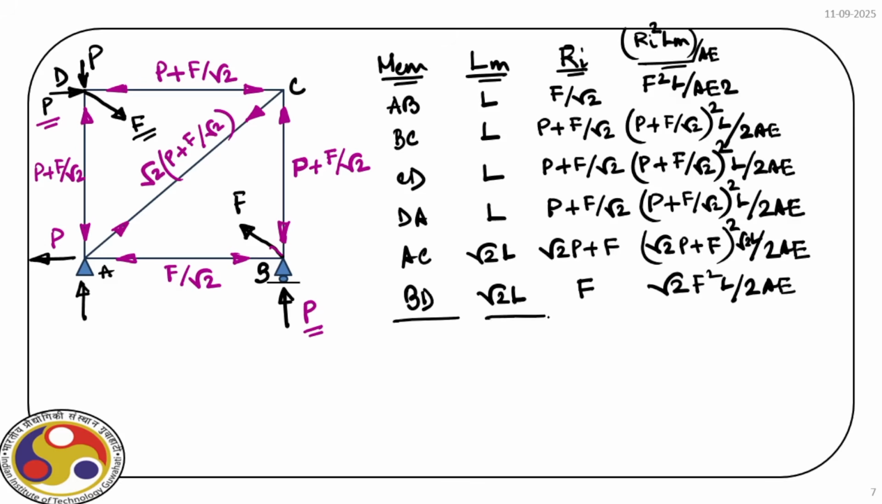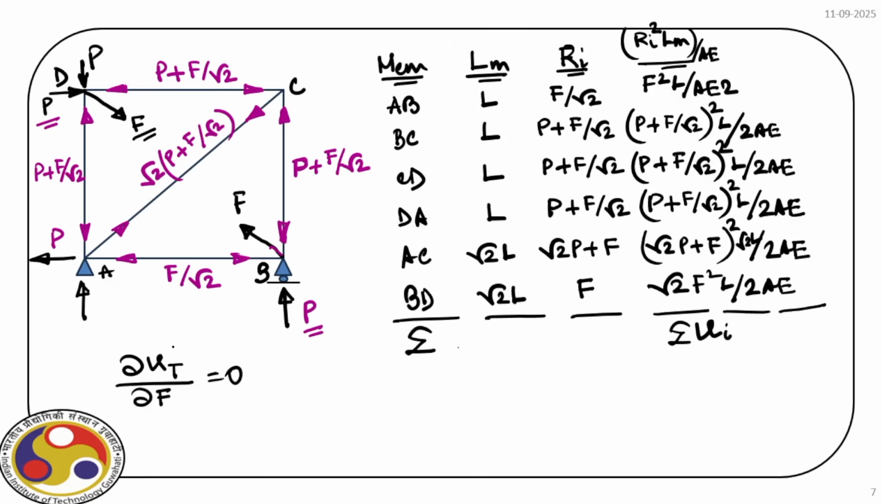Now, if we sum it up, we'll get the total strain energy stored in the system. Now, obviously, we need to differentiate this total strain energy, or let us write it as total U, with respect to F, and which is equal to 0. Now, that we can easily evaluate from this table.